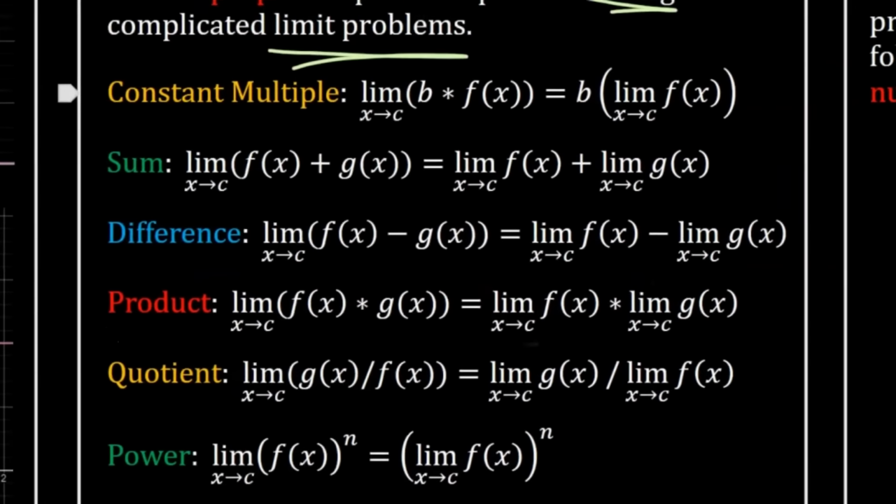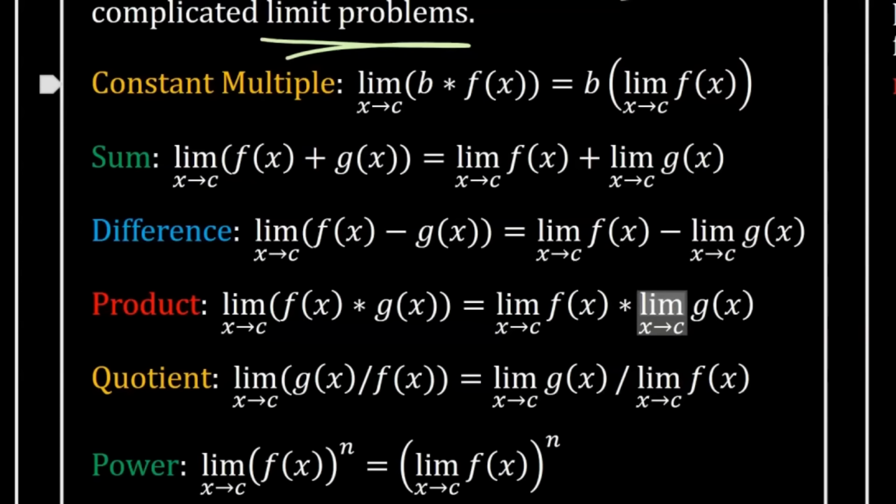The first one we have is constant multiple. So when we have a multiple, let's say 3, and we multiply it by a function f of x, let's say x squared, then what we can transform this into using limit properties is 3 times the limit of x squared. And I'm not putting the x arrow c. You should, but this is shorthand.